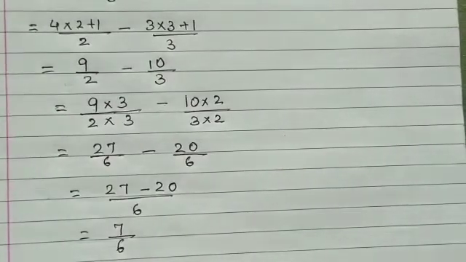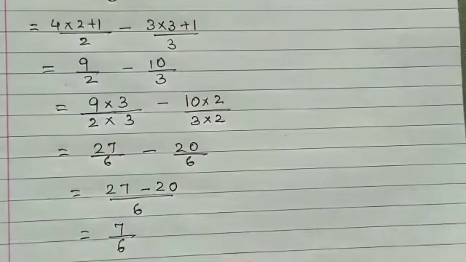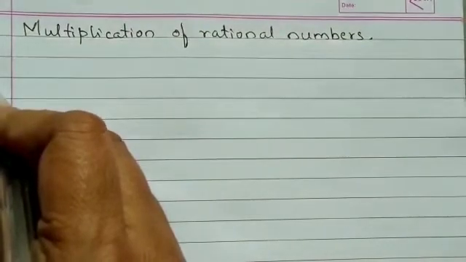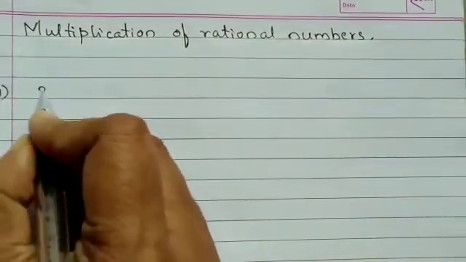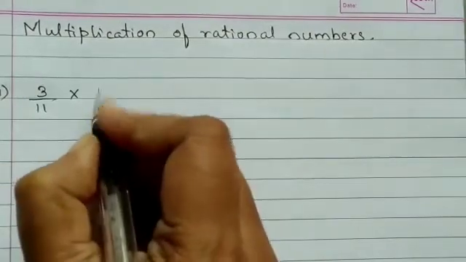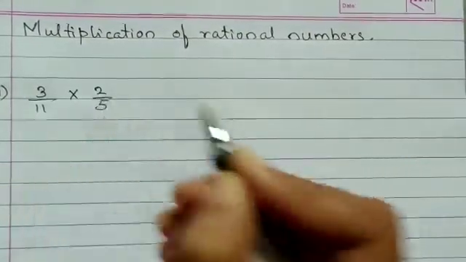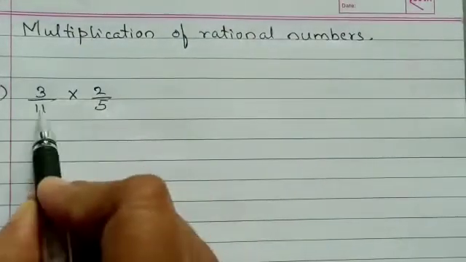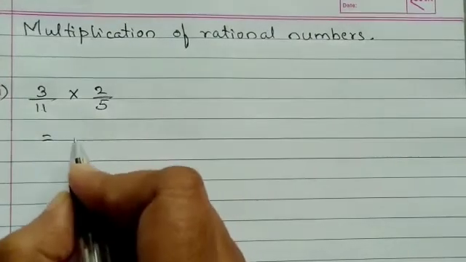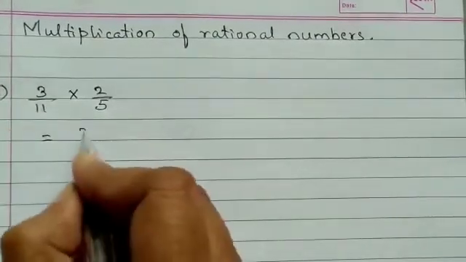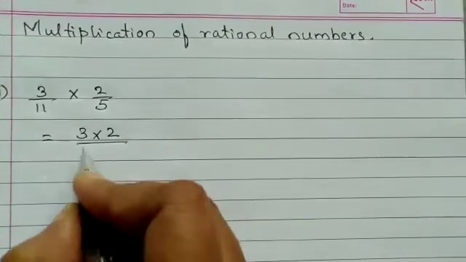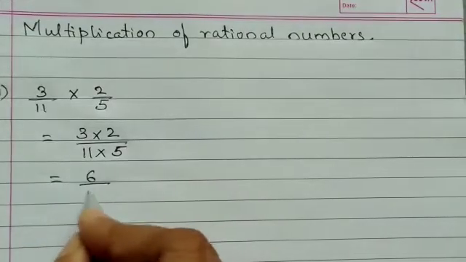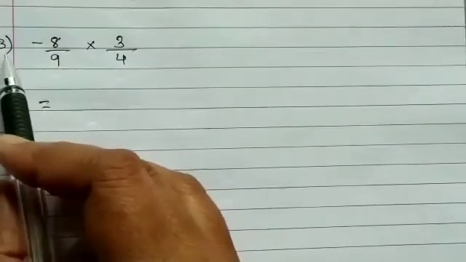Now let us see how to multiply the rational numbers. It's question number 3 from the problem set. We will try the first bit. The question is 3 upon 11 multiplied by 2 upon 5. Now when you multiply fractions, all you have to do is multiply the numerator and multiply the denominator. So what will be the answer? In this case it will be 3 multiplied by 2 upon 11 multiplied by 5. So what will be the answer? 6 upon 55.